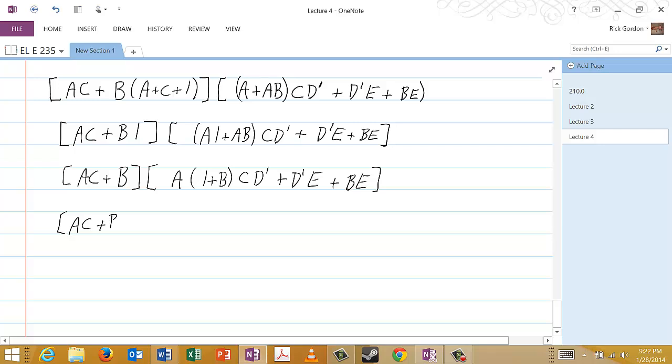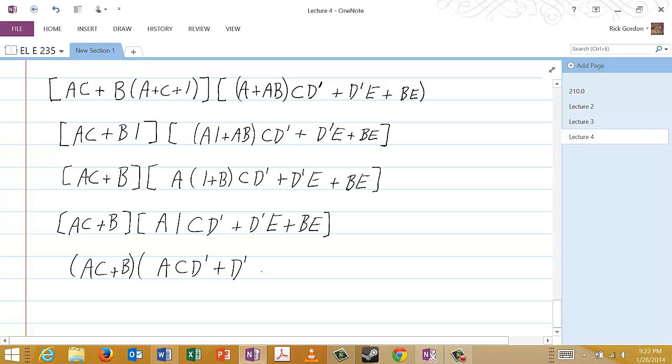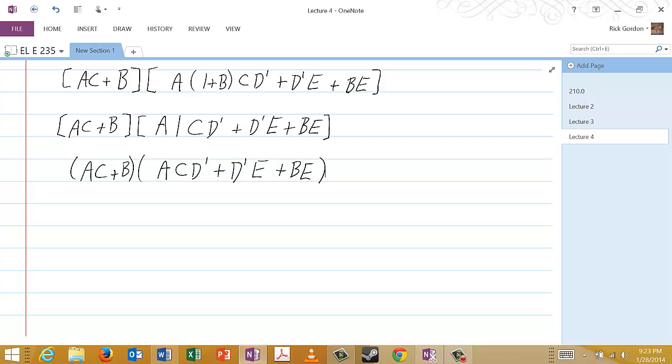Continuing, AC or B. Here we have A. 1 ORed with anything is 1. And so we can write 1. And then C, D prime. Or D prime E. Or BE. And 1 ANDed with anything is that Boolean variable itself. So we can just drop the 1 and say A, C, D prime, or D prime E, or BE. And I believe that that's about as much as we can simplify both of these terms, and now we're finally ready to multiply these out.